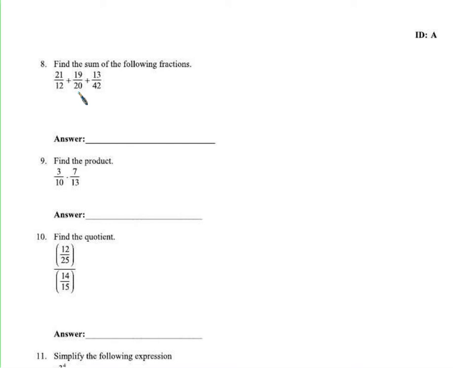All right, so how do we find the lowest common denominator? We need to find a number that 12, quote, goes into, or is a factor of, is a better way to say it. 12 is a factor of, 20 is a factor of, and 42 is a factor of. All right, let's take a look at what it takes to make a 12.